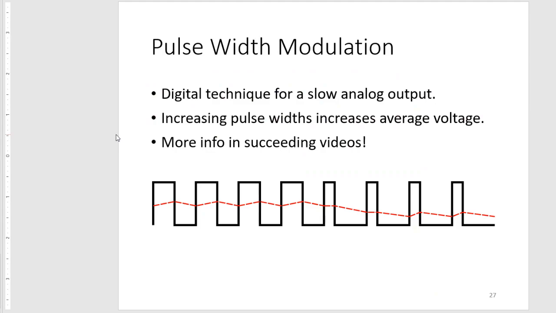So next is pulse width modulation, which is a digital technique when we need a slow analog output voltage. The premise is that we use increasing pulse widths to generate a higher average voltage and smaller pulse widths if we need to generate a smaller average voltage. So you'll have more information on this in the succeeding videos, but I think you have a good idea of how it works using this figure.